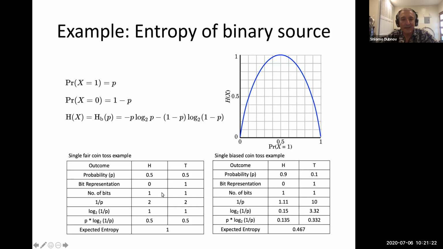All right, I'll move on. Because it's a binary variable, you will have 1 bit to represent this. For heads, you need 1 bit. For tails, you need 1 bit. This is the probability. 1 over P is 2, right? It's 1 over 1/2. Log 2 shows us that this is 1 bit, and the entropy is 1/2.